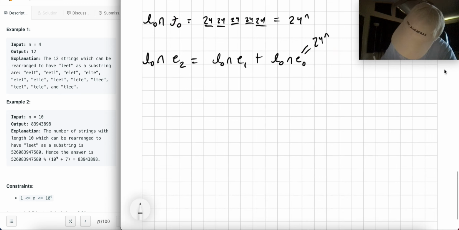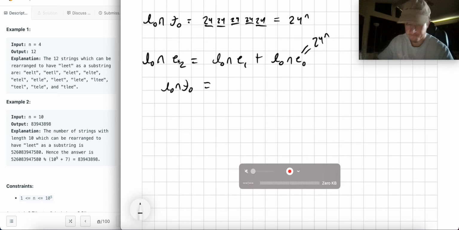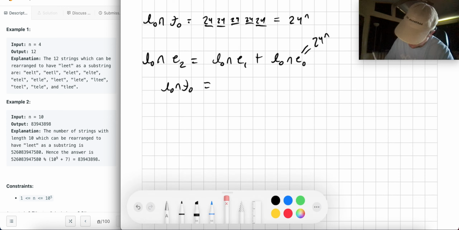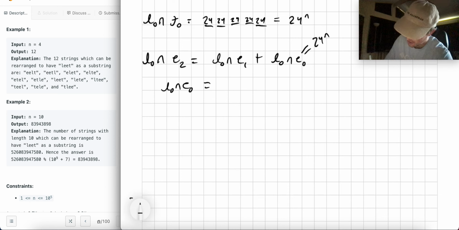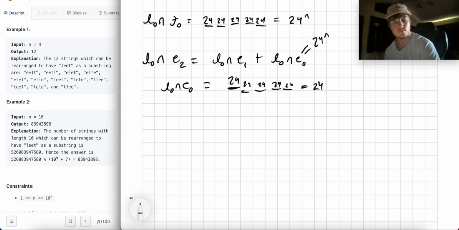Right, but this is basically the same thing as before, right? I can't have an L and I can't have an E in any position. So this can't be an L or an E. 1, 2, 3, 4, 5. So that means there's 24 things here, 24 things here, 24 things here, 24 things here, 24 things here. So that's 24 to the n. Okay. So that's what this is, 24 to the n.